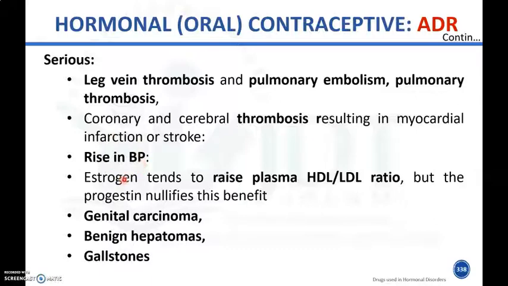There will be some rise in BP. Estrogen may tend to raise the plasma HDL to LDL ratio, which is beneficial. But while using the combined pill, the beneficial effect of estrogen may be nullified by the progestin, and it may cause some genital carcinoma, benign hepatoma, and gallstones. So these are the different serious types of adverse drug reactions while using hormonal contraceptive pills for the long term.